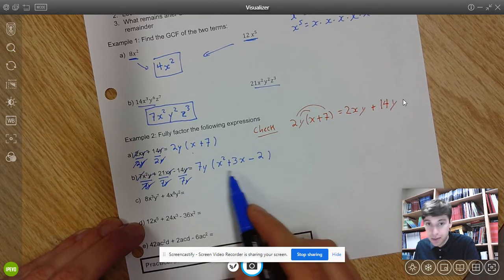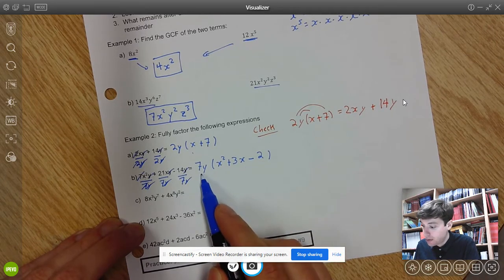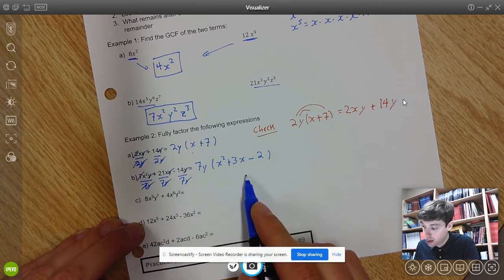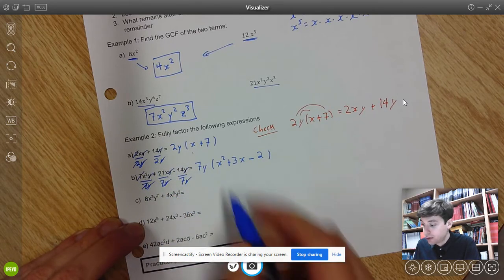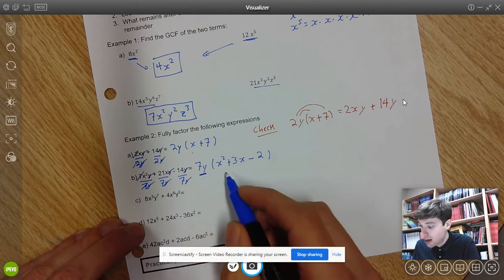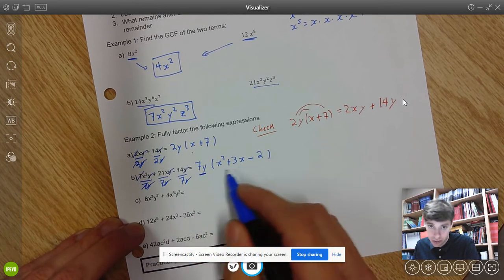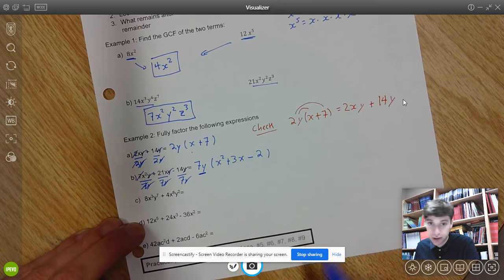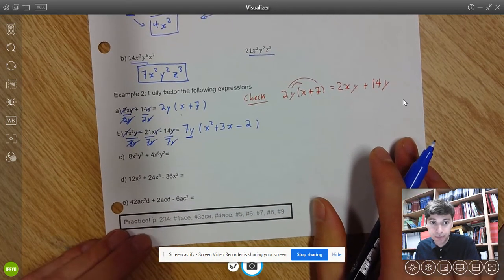So I still have the same number of terms, but I'm now expressing this addition statement as a product, which is what we call fully factored. So my GCF is out front, and then whatever is left from my division, which is called my quotient, is in the brackets. And again, I could check if I wanted to by distributing, which I'm not going to do in this example.